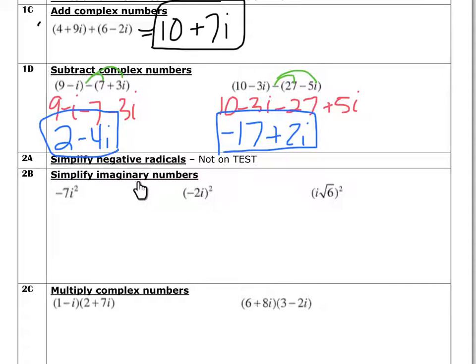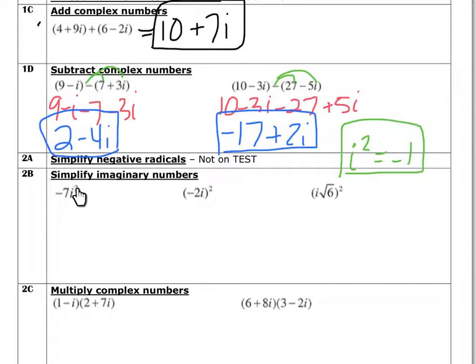2b wants us to simplify imaginary numbers. What you need to remember from this is that i squared equals negative 1. So whenever you see an i squared, you must replace it with a value of negative 1. So let's look at this first. This is negative 7 times i squared.